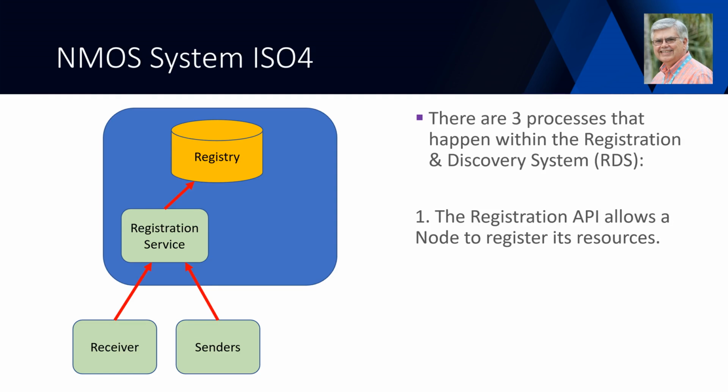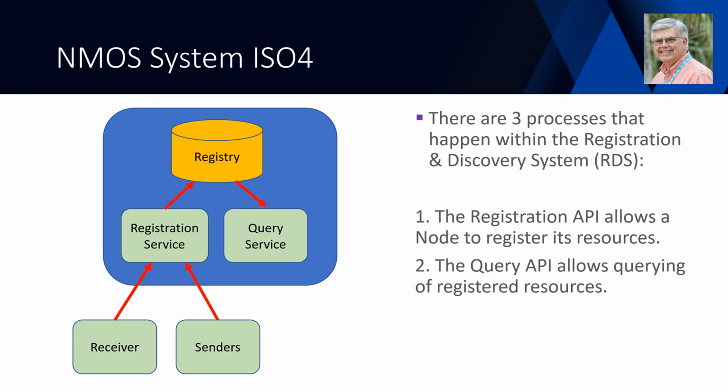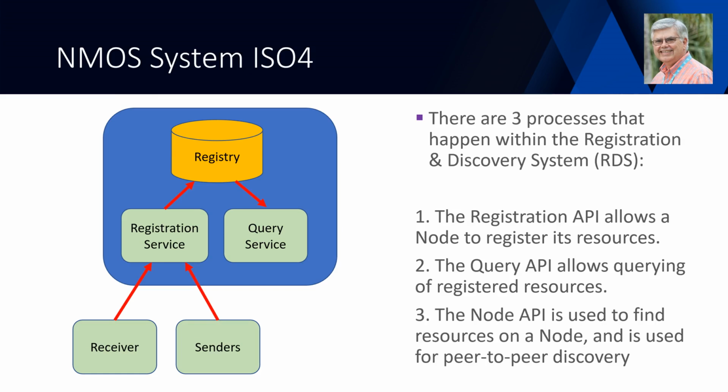So those three things that happen down here. There's a registration IP API that allows a node to register. And then once it's registered, that query server is what's going to make it available for all of the exterior equipment. There is an API that can be used without an NMOS server where you can do a peer-to-peer connection, but that's not the normal way that we use this. We generally use it with that query service.